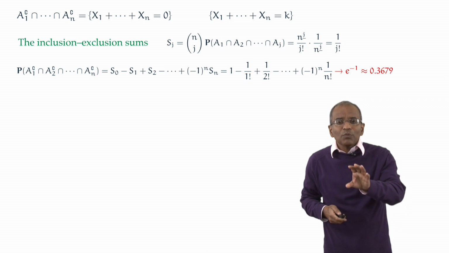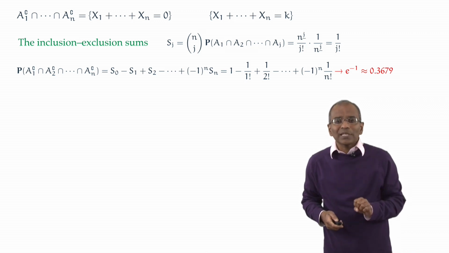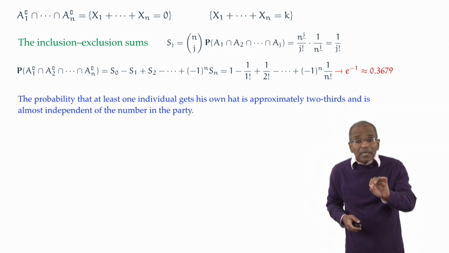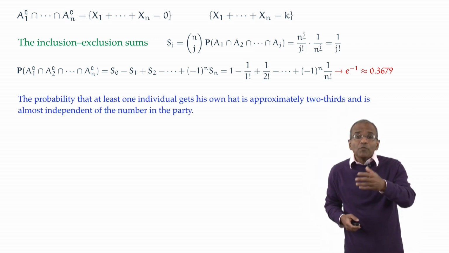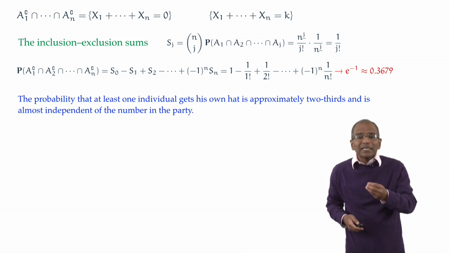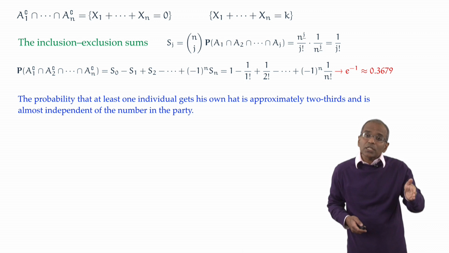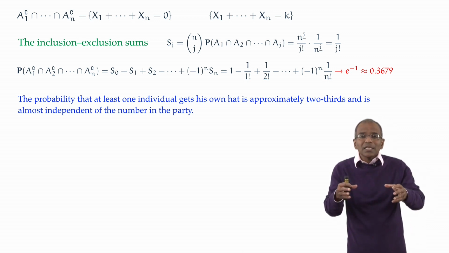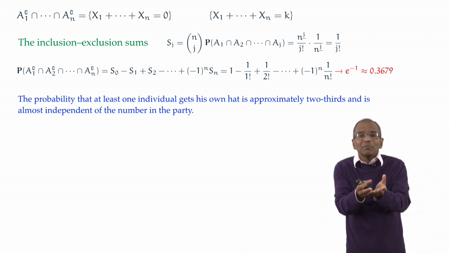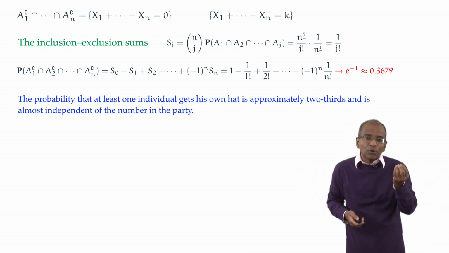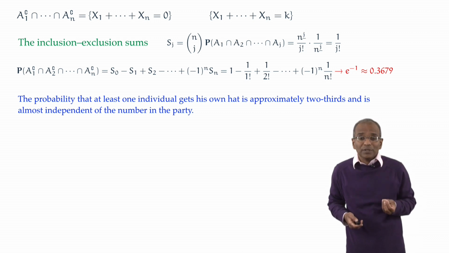And so we've discovered something beautiful. Here's a slogan that de Montmort discovered in 1708. The probability of the obverse of this event, the probability that at least one individual gets his hat back, is approximately 2 in 3, 1 minus e to the power minus 1. And this is almost independent of the number of people that you're looking at. Even for very small values of n, you're going to get this as a very good approximation.